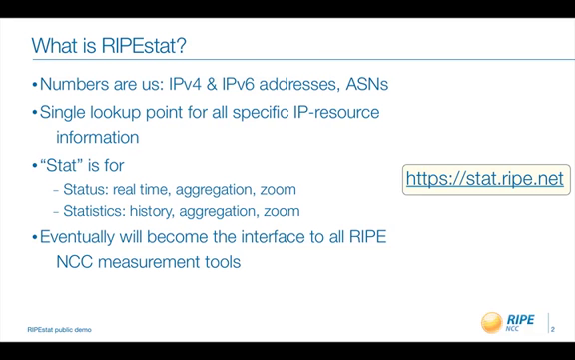Stat stands for either status, which is about real time, what is a particular resource like right now, and statistics, so going back in history, finding out what it was like at a certain point, how it's changed over time. And the idea is that both of these functions support aggregation and zooming in on particular details that you might be interested in. The idea is for RIPEstat to become the interface to all the RIPE NCC's measurement tools. So currently there are tools dotted all over the place on the RIPE NCC web estate, and the idea is to bring it all into one place.